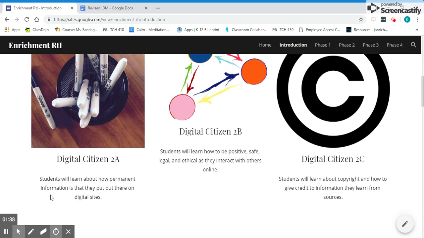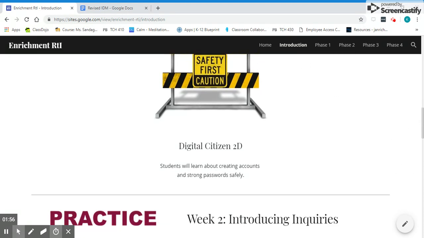First of all, students will learn how permanent information is that they put online. This is an important life skill to learn. Next, students will learn how to communicate positively with others online and how to do so safely, especially with our blogging. Students will learn about copyright and how to give credit where credit is due during their researching. And finally, students will learn about creating accounts and strong passwords as we will be utilizing many tech tools.